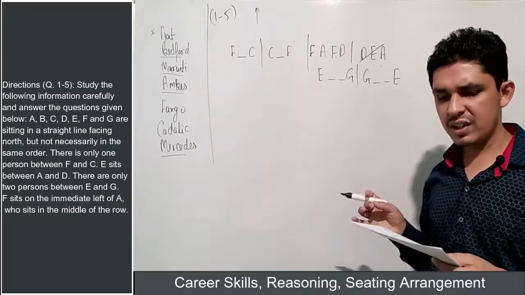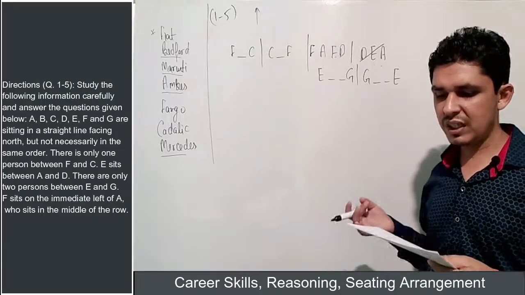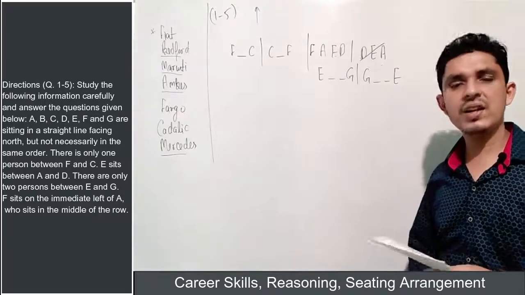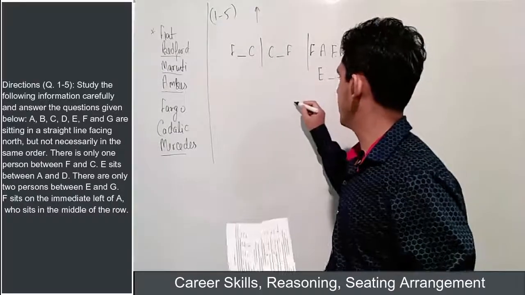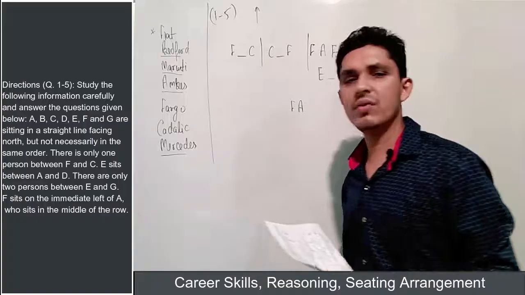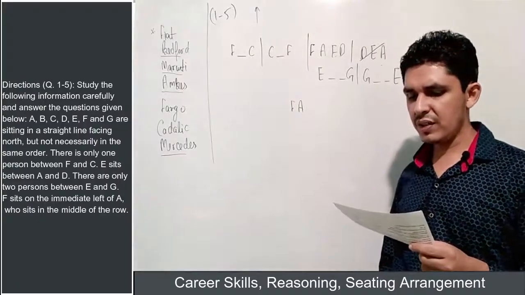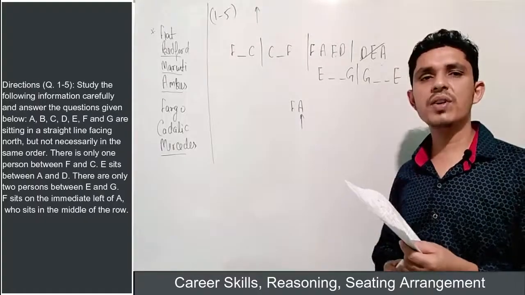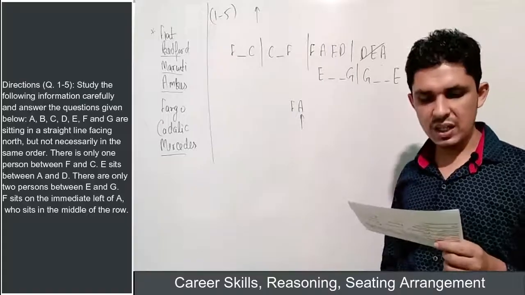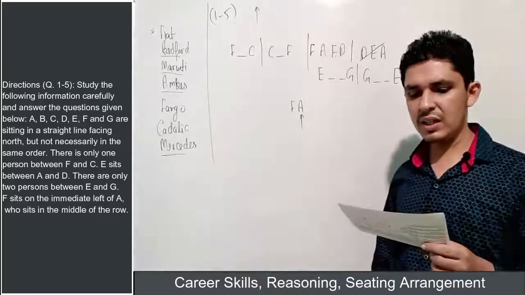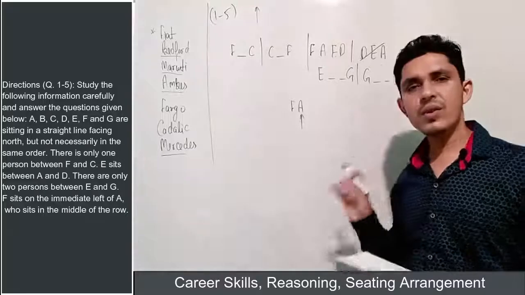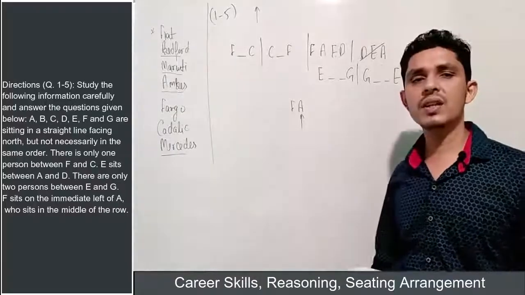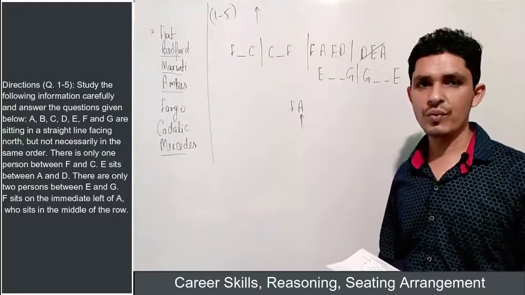Okay, so let us first check how many people are to be seated in the row: A, B, C, D. After that, F sits on the immediate left of A. That means there must be F on the immediate left of A. This should be here. And who sits in the middle of the row? That means he is saying about A, that A is in the middle of the row. Let us read the statement once again. The statement is F sits on the immediate left of A. Who is in the middle of the row? That means here A is in the middle of the row.